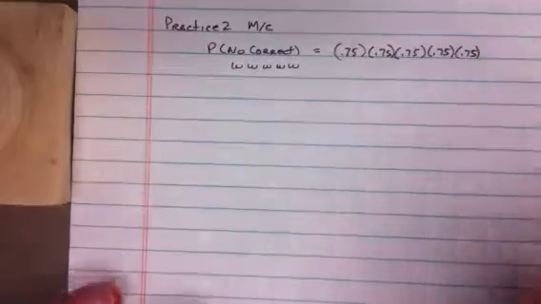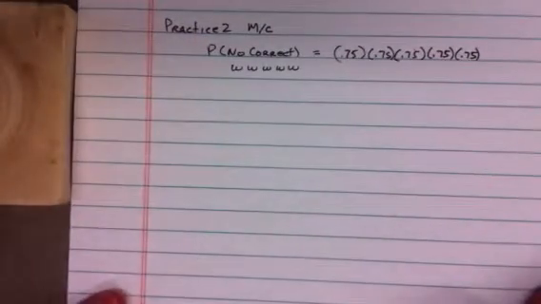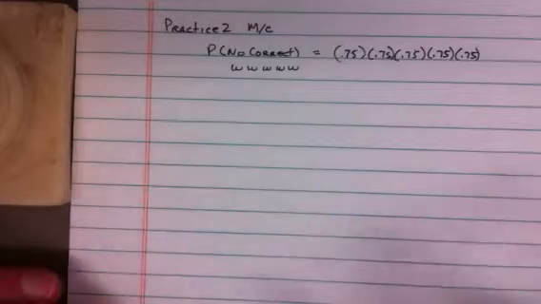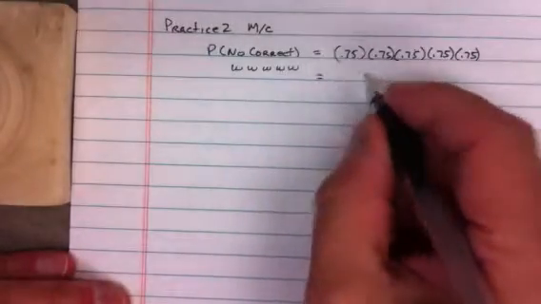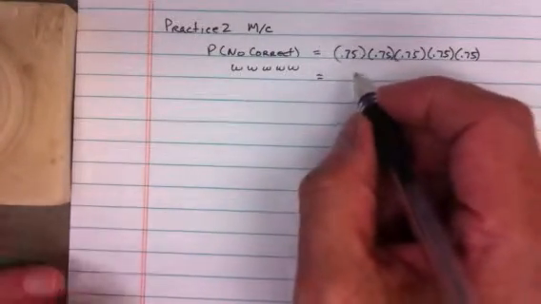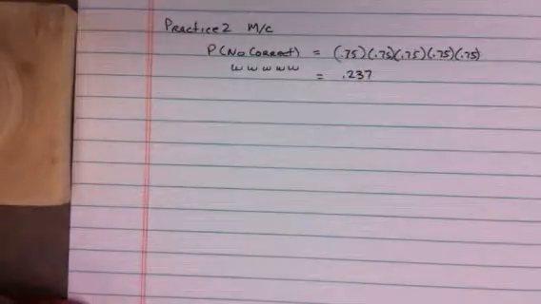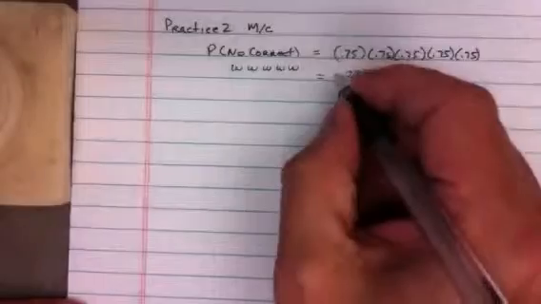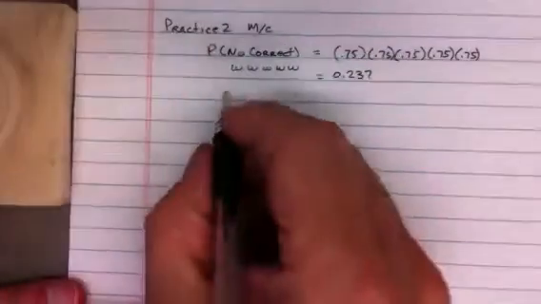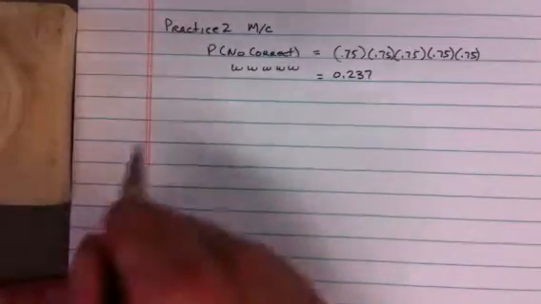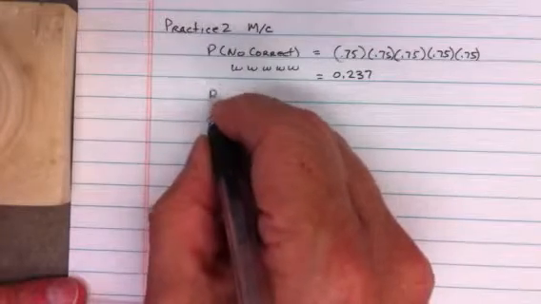If you're good at exponents, you can just put 0.75 to the 5th power. Otherwise, just multiply 0.75 times 0.75 and keep doing it over again until you get all 5 loaded in. But the answer is 0.237. Now, the second question says, what's the probability of getting 1 correct answer?